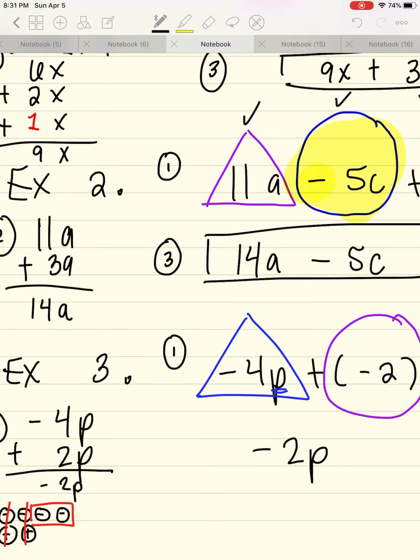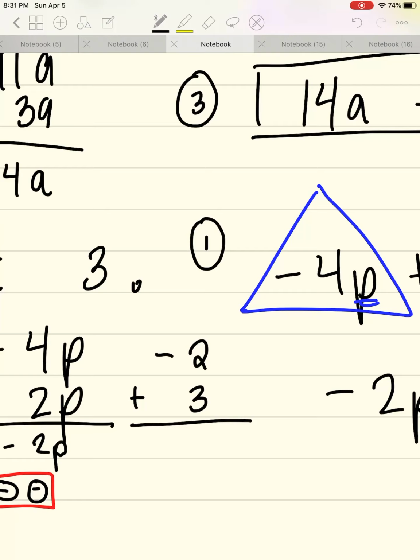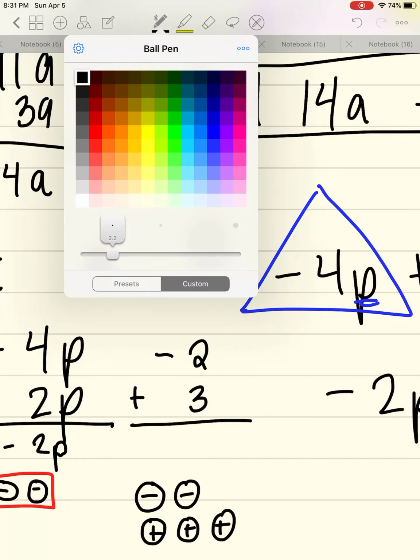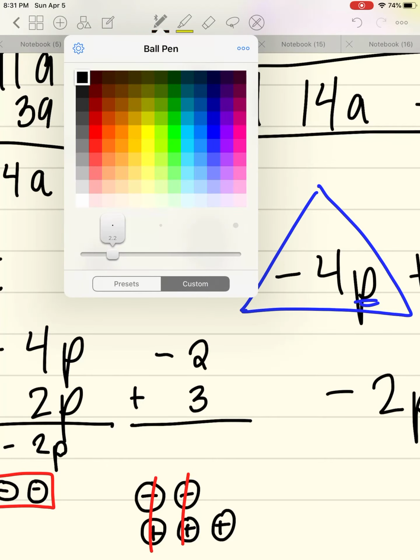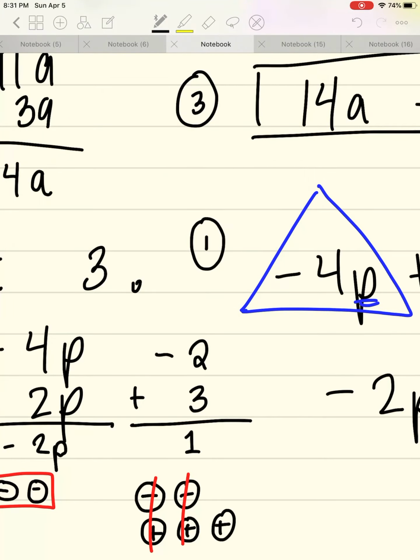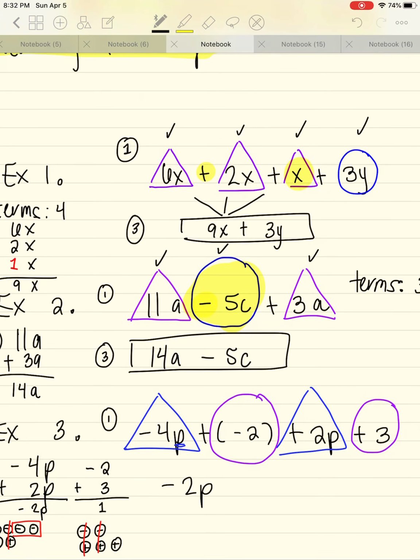And now I have -2 plus 3. Well, let's go ahead and draw our chips again. 1, 2 negatives, 1, 2, 3 positives. Let me cancel my zero pairs. I have 1, 2, and I'm left with 1 positive. So therefore, now I have -2p plus 1. And again, I can't combine this. I can't do anything else to it.